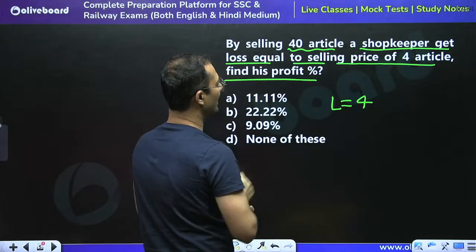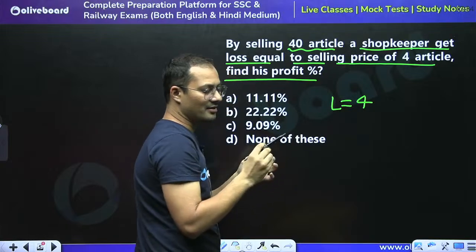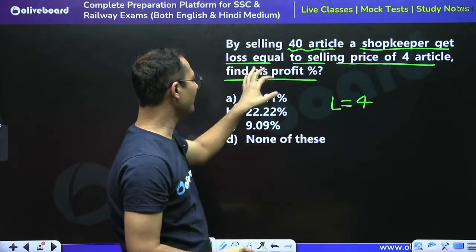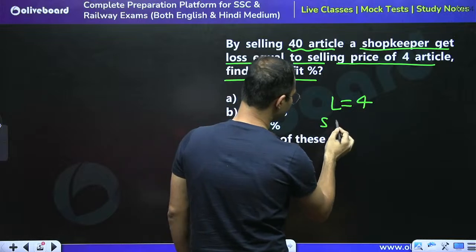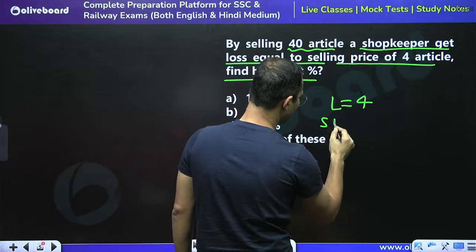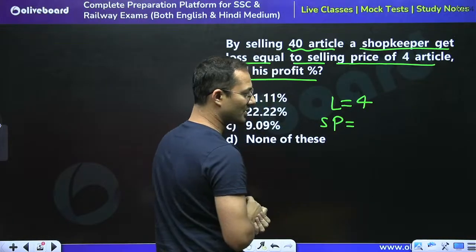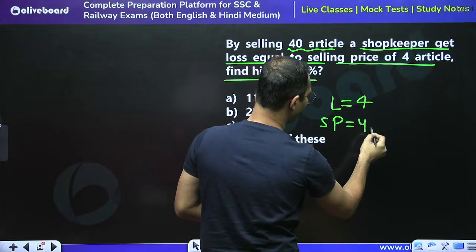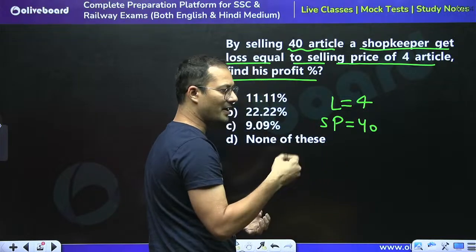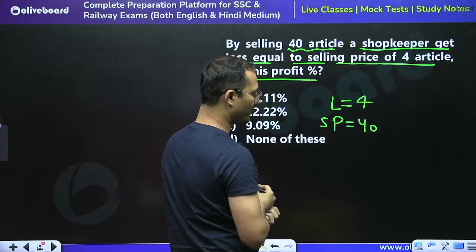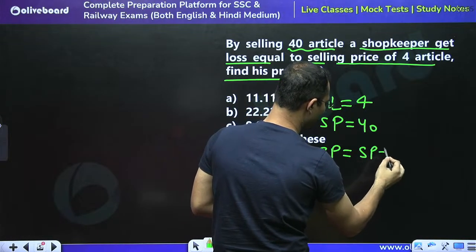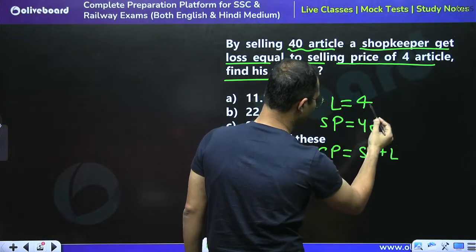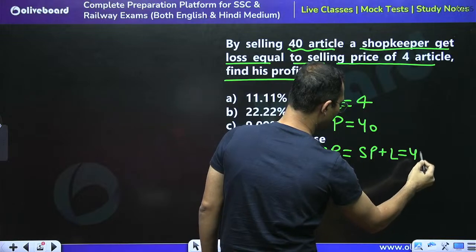Simple. Now tell me, if a shopkeeper sold 40 articles, what will be the selling price? The selling price is going to be 40, and the loss is 4 rupees. So what is the cost price? Cost price is selling price plus loss. So 40 plus 4, it is 44.